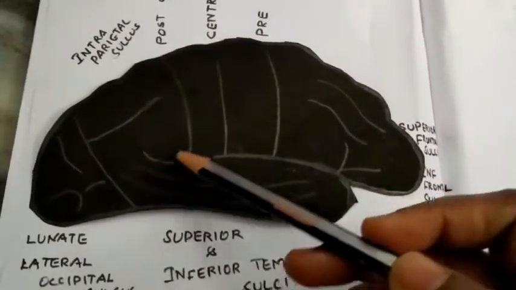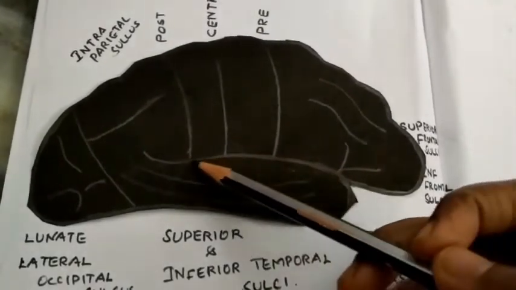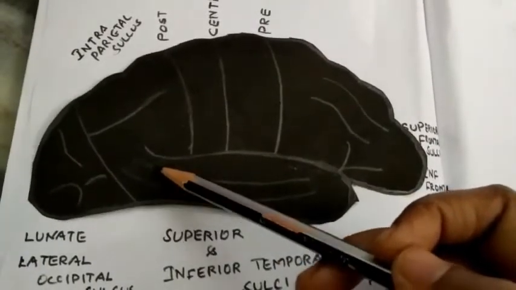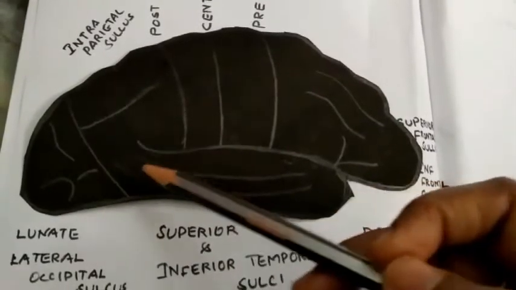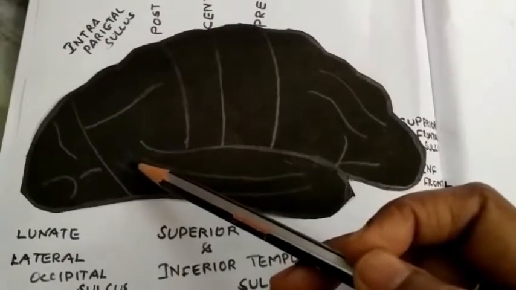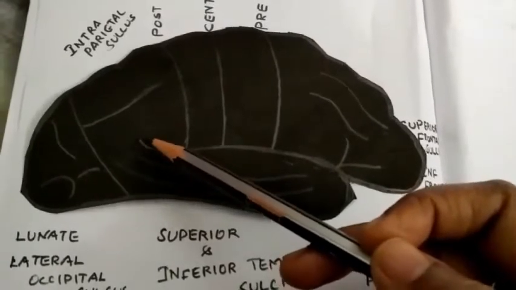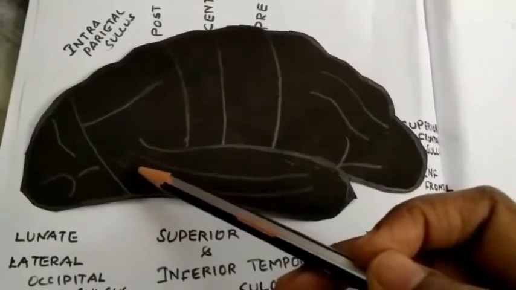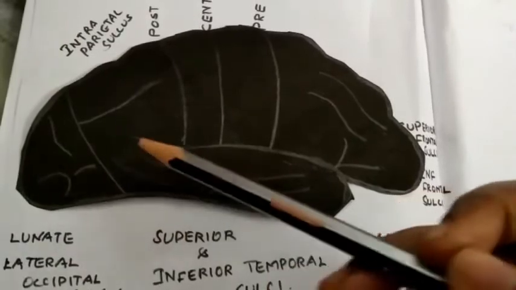The inferior parietal lobule is invaded by the upturned end of the posterior ramus of the lateral sulcus and the superior and inferior temporal sulci. So these three divide the inferior parietal lobule into superior, middle and inferior parts. The superior part is known as the superior marginal gyrus. The middle area is known as the angular gyrus and the inferior area is known as the inferior marginal gyrus.